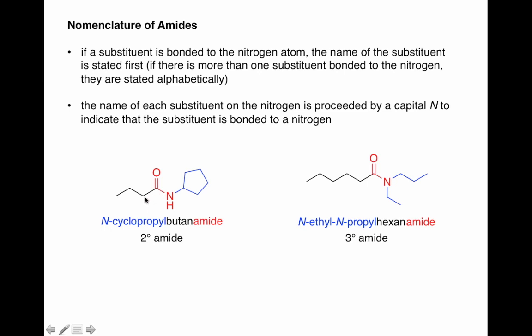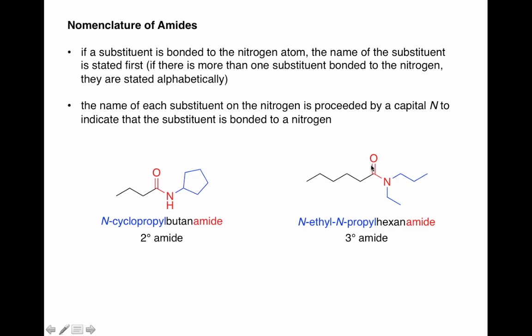So in this case, the parent chain is 4 carbons in length, or butane. The E of butane is replaced with the word amide to indicate that that first carbon of the butane chain has an amide on it. The nitrogen has a carbon-containing group, in this case a cyclopropyl group. That cyclopropyl group is named out front of the parent name with an N that's italicized before cyclopropyl to indicate that that cyclopropyl group is attached directly to the nitrogen. This particular amide is a secondary amide because the nitrogen is attached to 2 carbons rather than just 1, as we saw in the previous examples.